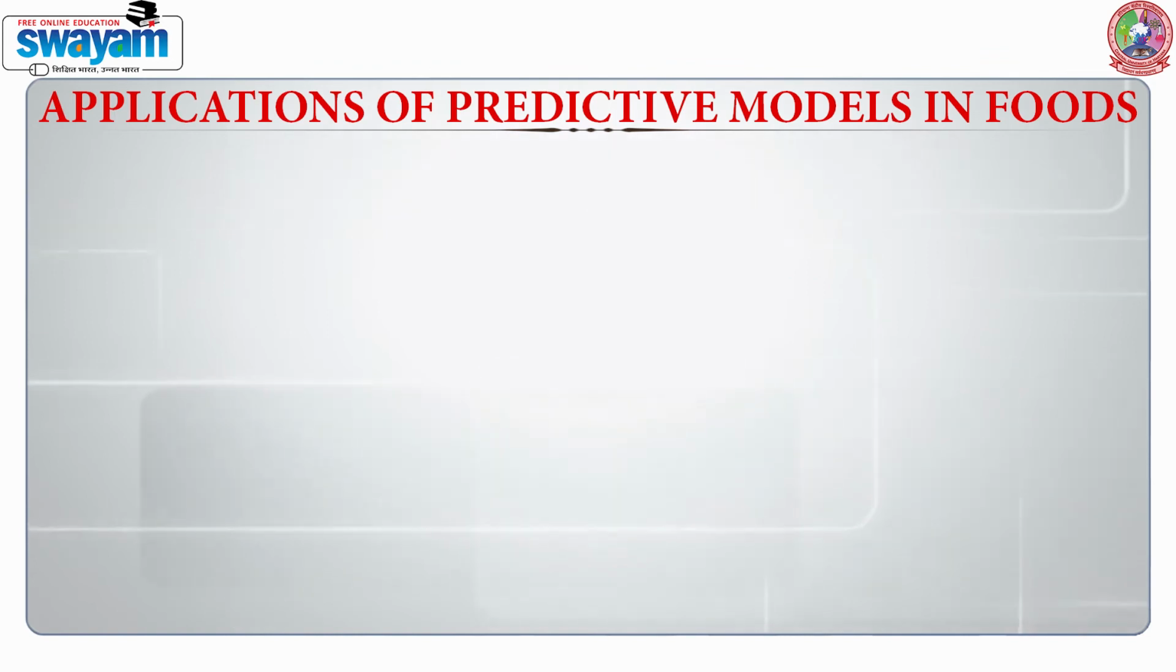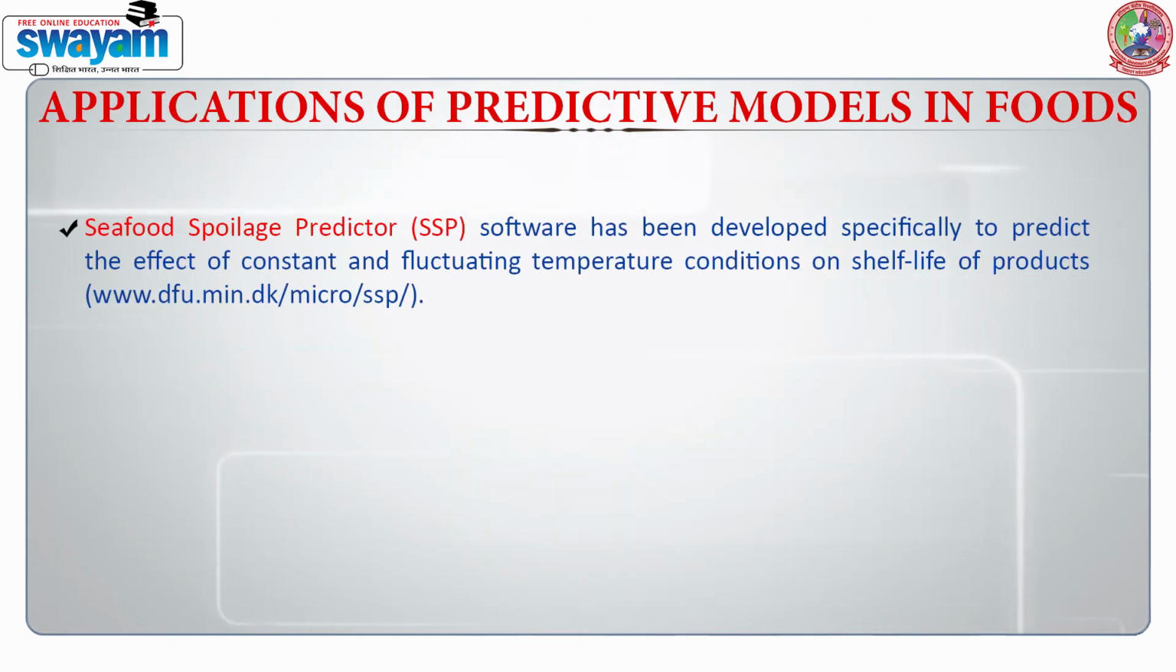When we talk about the application of predictive models in food, we cannot ignore the SSP model, which is the seafood spoilage predictor. This software has been developed specifically to predict the effect of constant and fluctuating temperature conditions on the shelf life of the sea products.